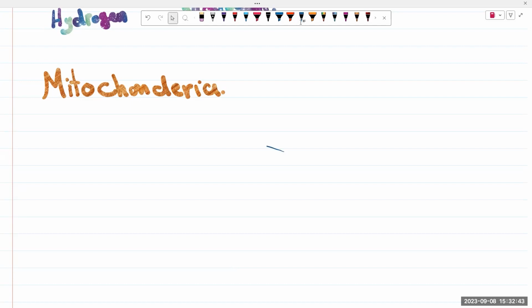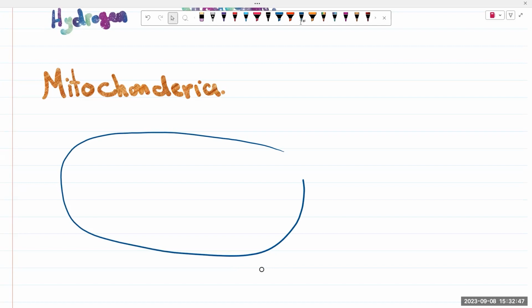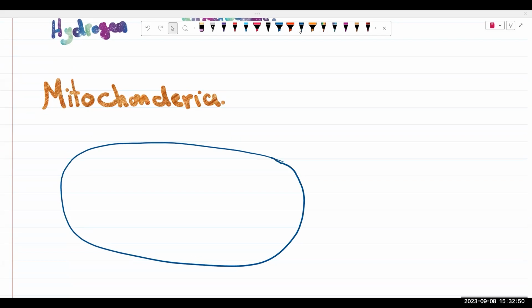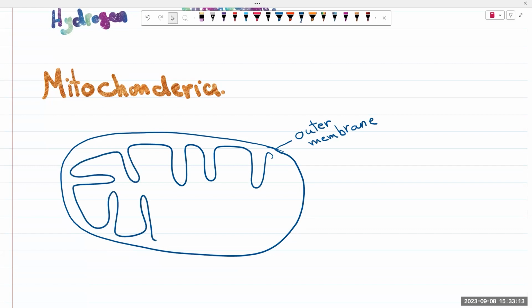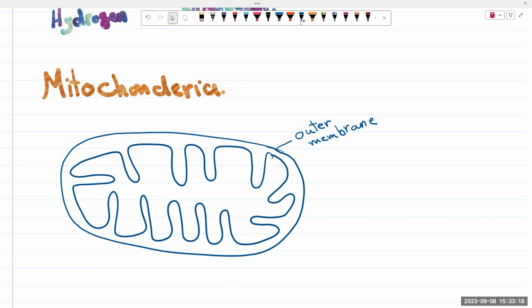So I will write the outer membrane. Usually it has a rod or oval shape. This is the outer membrane of the mitochondria. There is a second membrane, which is folded to give inner folds, looking like shelves inside the cells. This inner membrane forms the folding called cristae. So this is the inner membrane, which has folds called cristae. The media inside the mitochondria is called matrix.